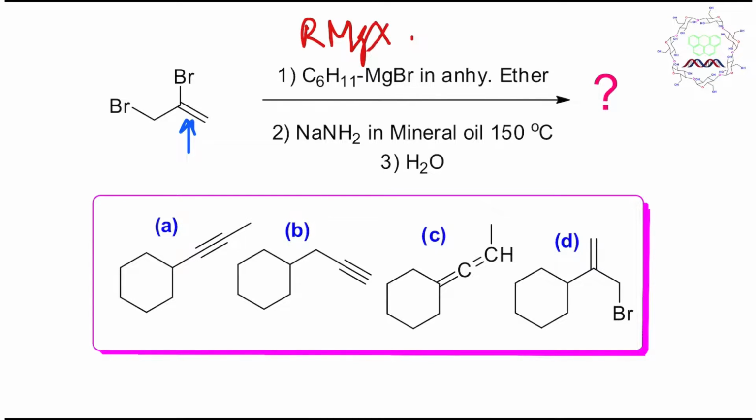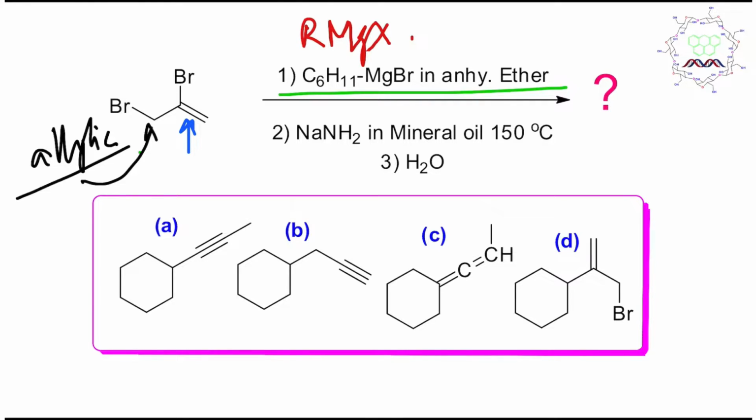Students, just look at the first step in this reaction. We know a Grignard reagent can act either as a base or as a nucleophile. So where is the nucleophilic attack better? Obviously at the allylic position, because allylic halides or allyl bromide can undergo SN2 reaction better, and in this case bromine is also a good leaving group.